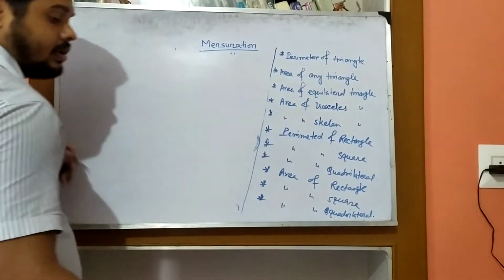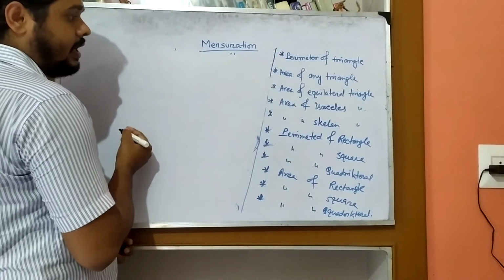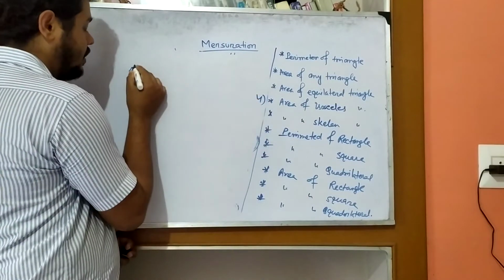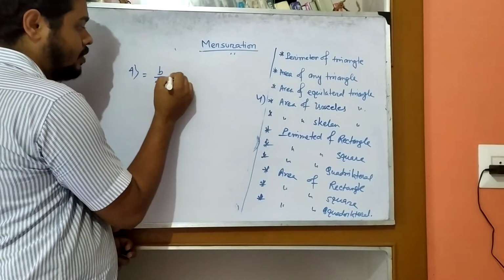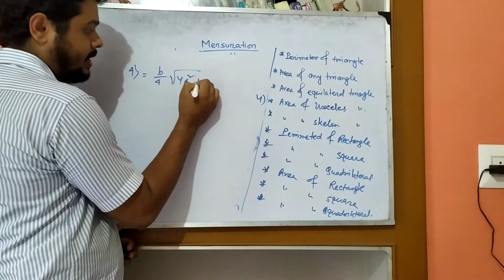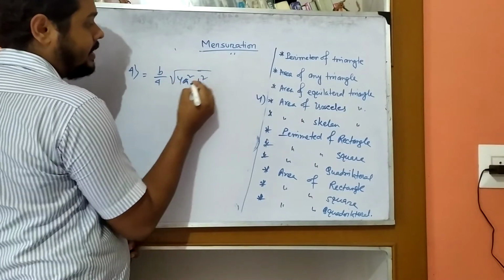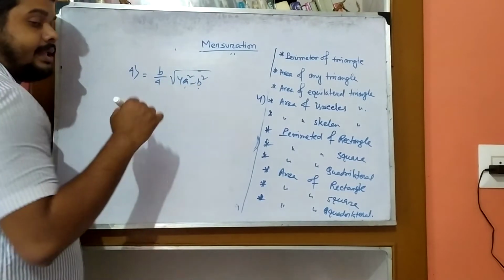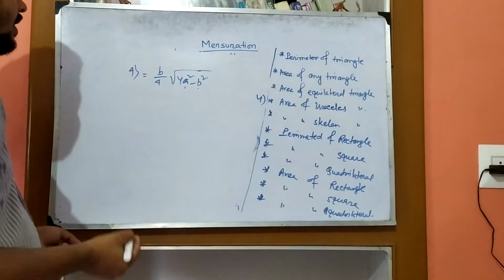Now, what is the area of an isosceles triangle? Suppose this is number 4. Number 4 means b by 4 root over 4a square minus b square, where a is the length of the equal sides and b is the length of the unequal side.